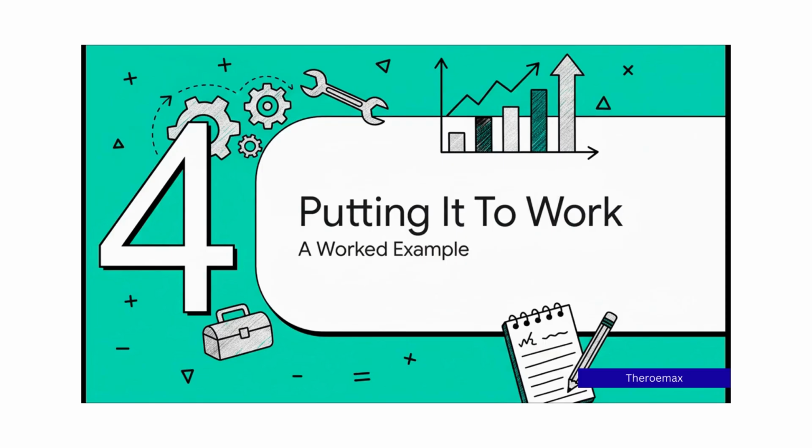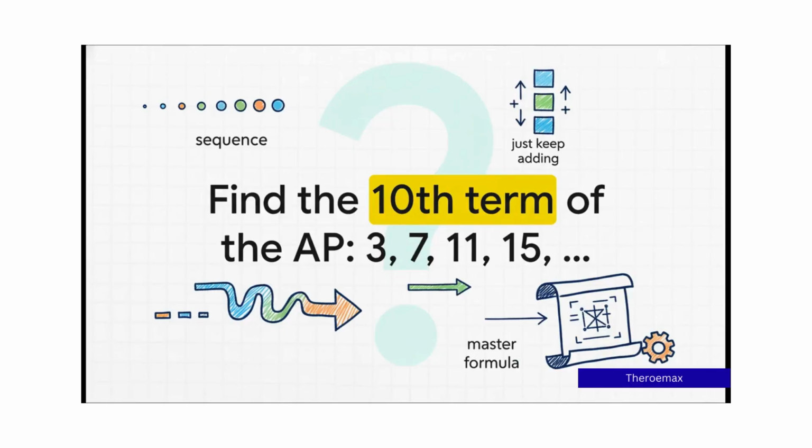Let's be real. The best way to understand any tool is to actually use it. So let's take our new formula out for a spin and solve a problem right now. Okay, here's our mission. Find the 10th term of this sequence, 3, 7, 11, 15, and so on. Now, sure, we could just sit here and keep adding 4 over and over again, but that's slow and it's easy to make a mistake. Let's use our master formula instead.